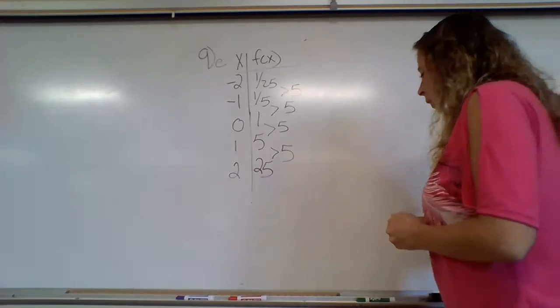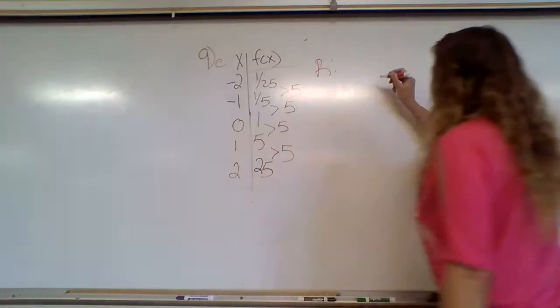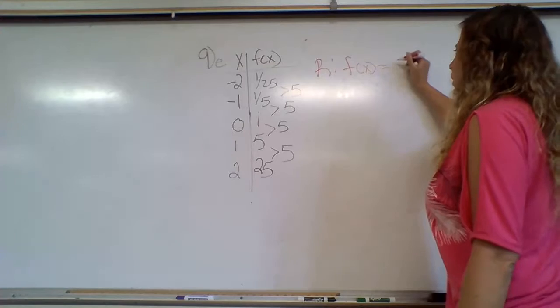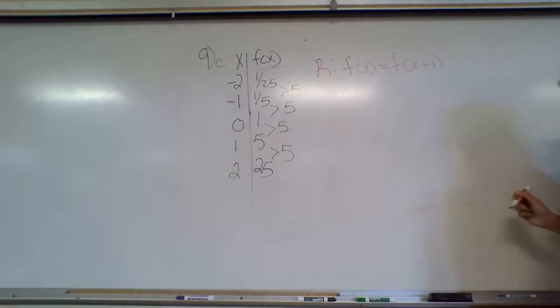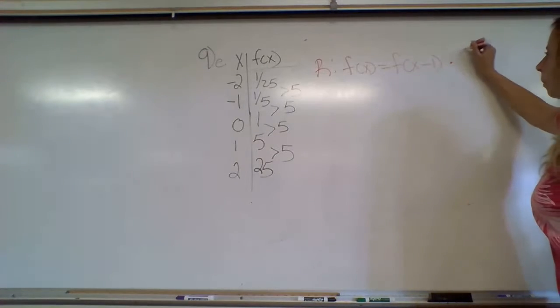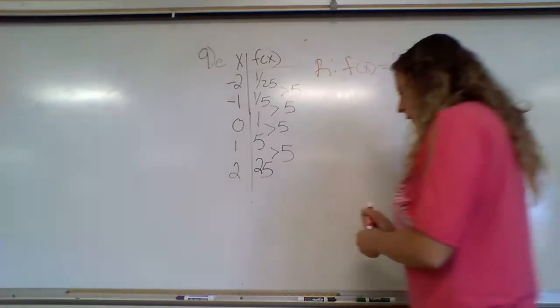So then for your recursive, f of x or f of n, whichever one you want to do, x minus 1, and then, so previous term, and then what are we doing? We're multiplying by 5. So that would be your recursive. Explicit.